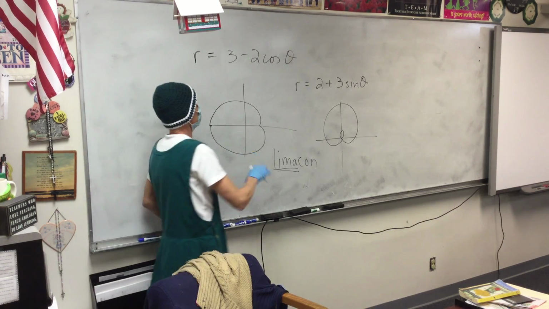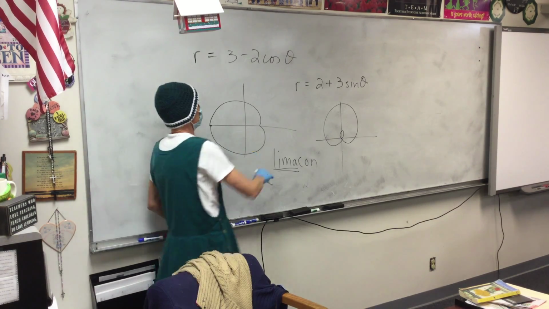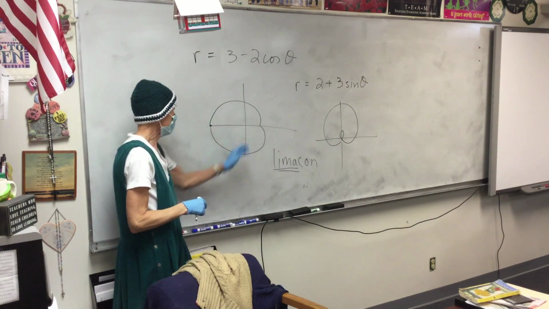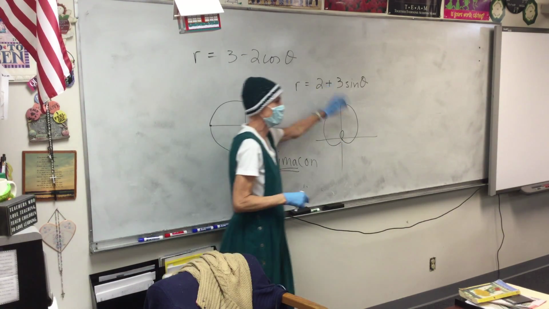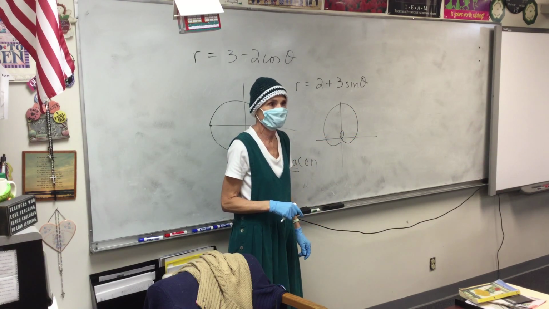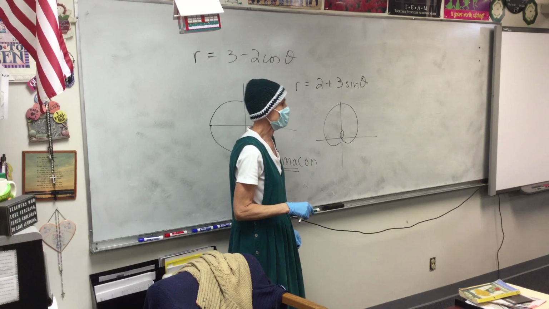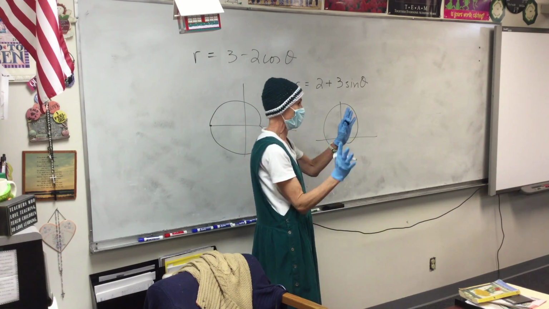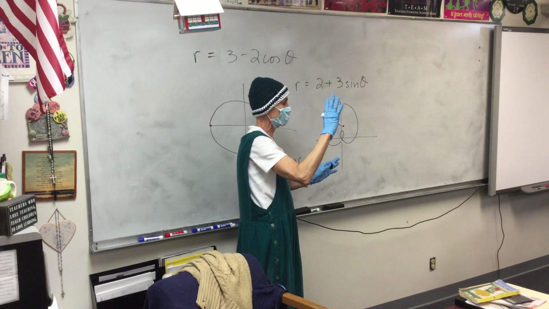Now, I want you to make an observation about it. First of all, this is a cosine and this is a sine. They both have indentations, right? But the indentations are in different places. This bean is kind of sideways and this one is kind of upside down. That's the same as what we talked about yesterday. The difference between sine and cosine equations is not one of shape. It is one of rotation.